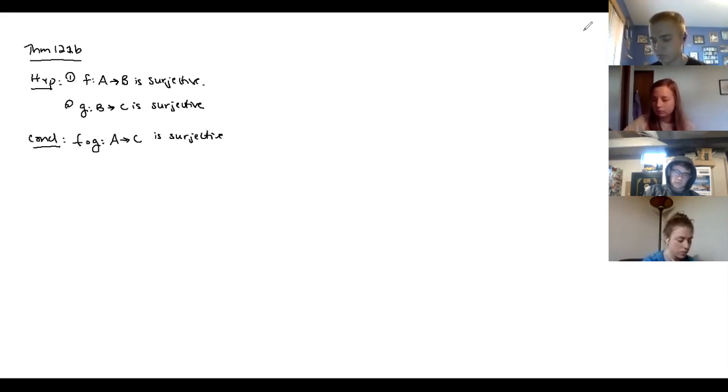So again, if you compose two surjective functions, then you get another surjective function. That's what this is saying. We want to prove this because we want to play with properties of surjective as well. So here's my proof.